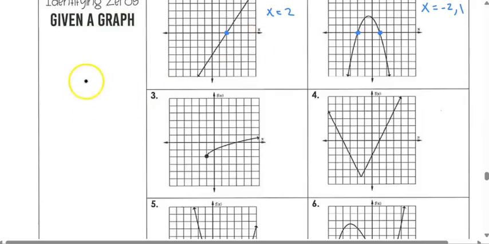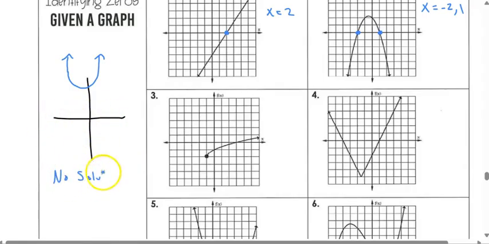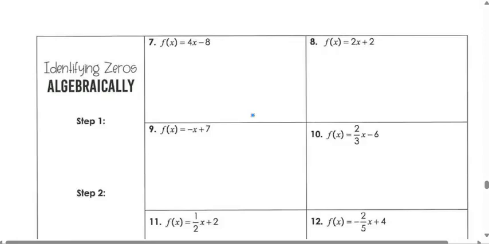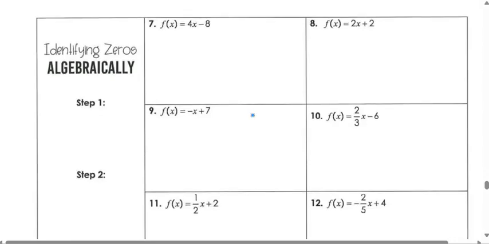We could also have, and they didn't give you one, so I'm going to draw one over here for you. If I had a graph that looked like this, this graph would never touch the x-axis. So this one we would say has no solution, or no zeros. All right, so that's on a graph, but like I said, we can also do it algebraically.